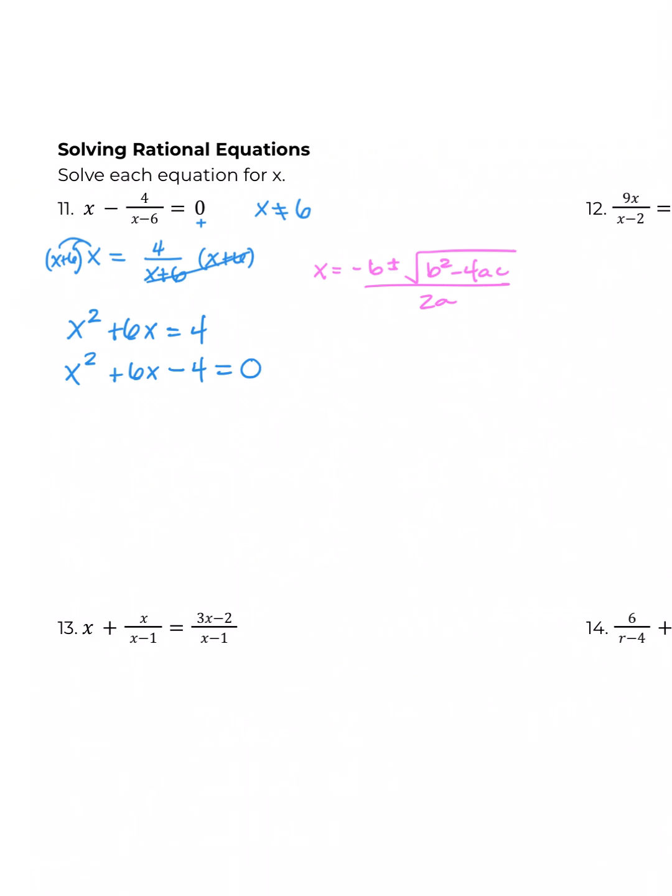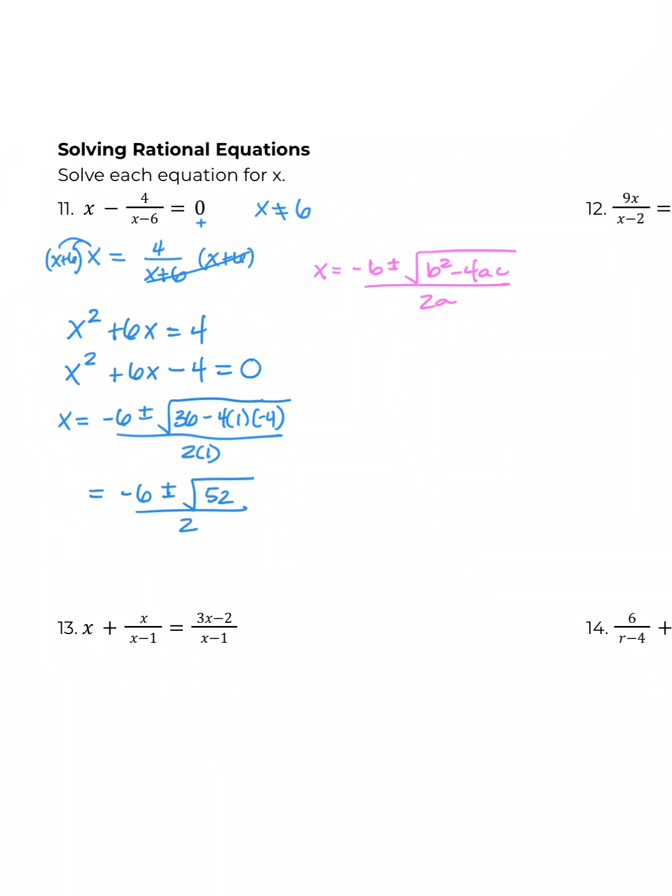So b in this problem is positive 6. And so x is going to be negative 6 plus or minus the square root of 36, which would be our b squared, minus 4 times 1 times negative 4 for my 4ac, all over 2 times a, which is 2. So if we simplify this down, we're going to get 36 plus 16, which is 52, all over 2.